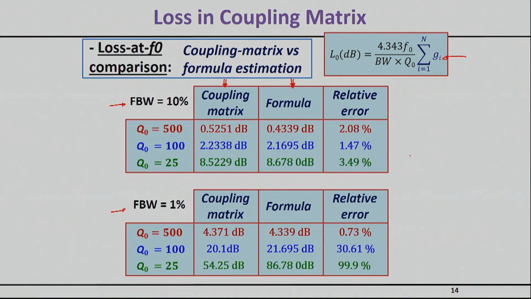matrix technique. So you can see that as long as our Q is reasonably high, practically for the first case above about 100, the relative error between the two is very small. But for the 1% case, only for the Q of 500 is the relative error pretty good. In the second case scenario, remember that we had something in the order of 20 dB loss, way too high, even with a Q of 100. So our error is unacceptably high for the empirical formula.